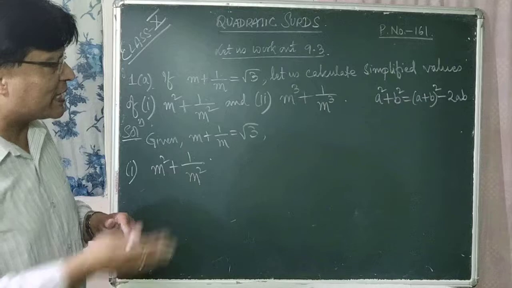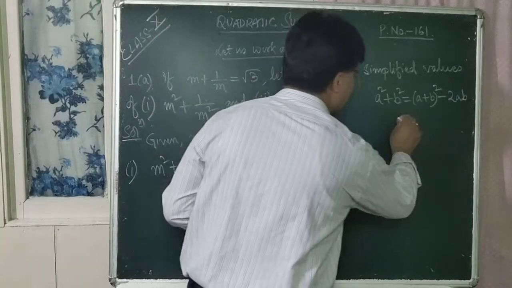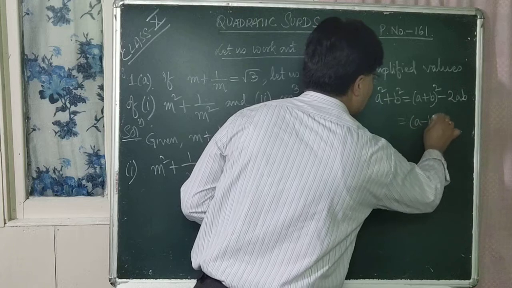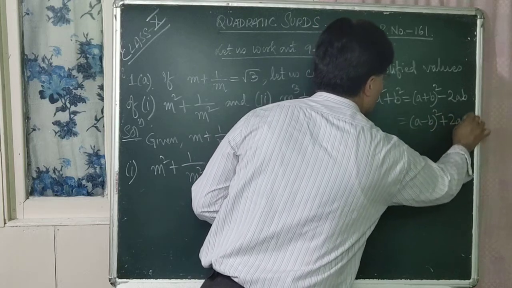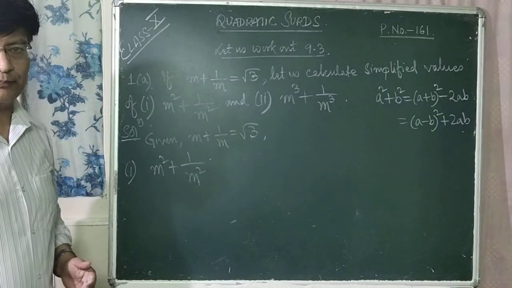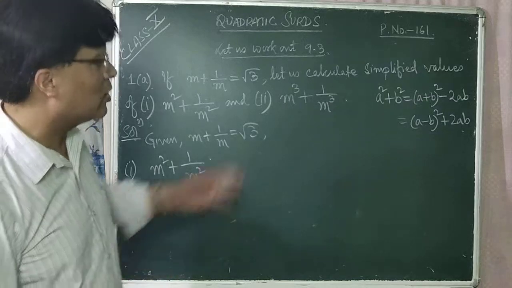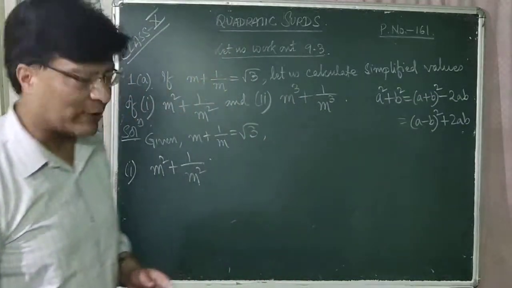There is another type of formula also for a square plus b square. The second type of formula is a minus b whole square plus 2ab. You should know it. You did it in class 7, I think. Now we are in class 10, so you should know this formula, right?